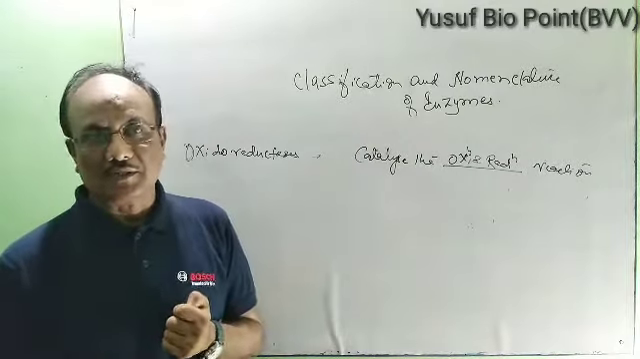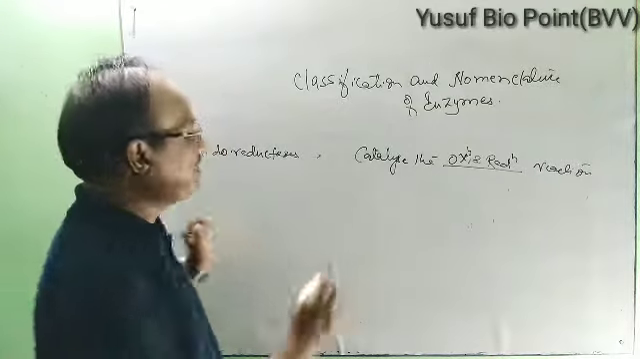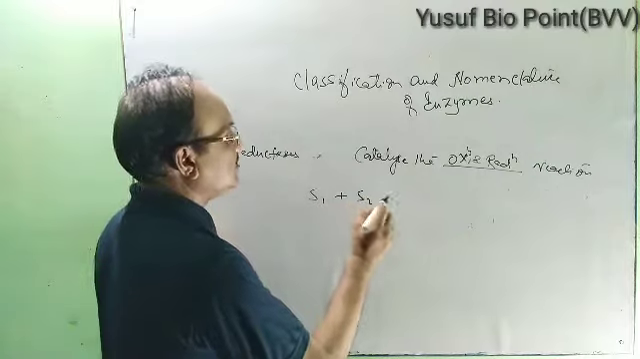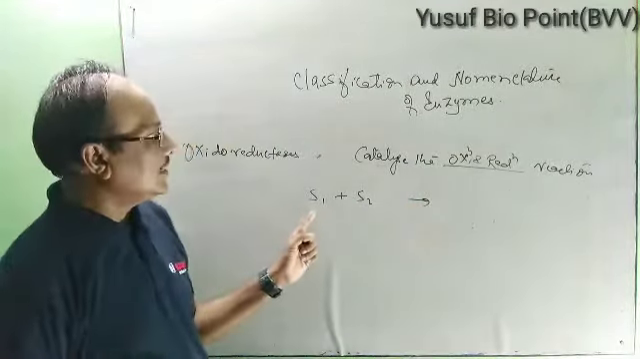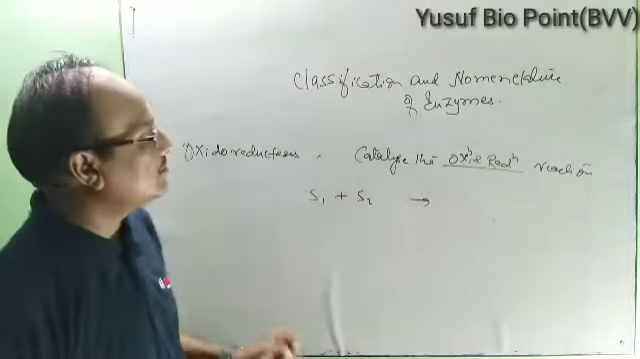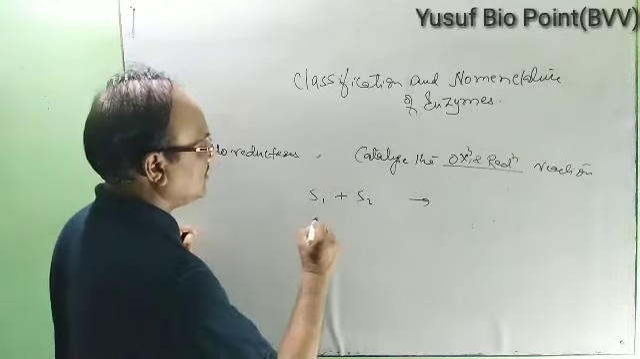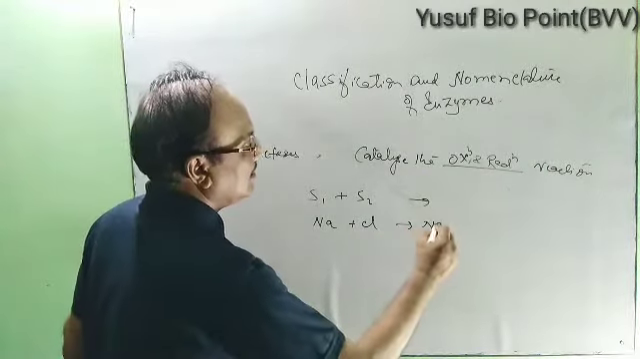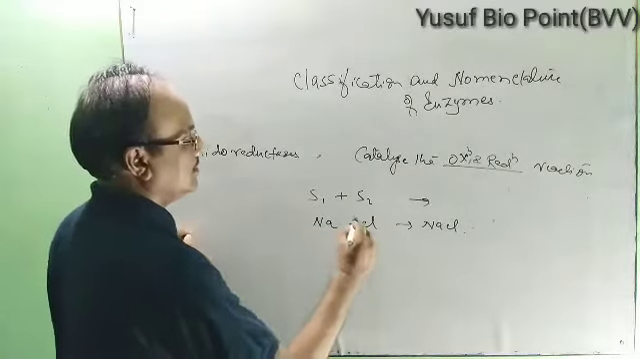वो सिमल्टेनियस यानी ऑक्सीडेशन और रिडक्शन दोनों साथ साथ होते हैं. Now S1 plus S2. As for example, loosely speaking, Na plus Cl gives NaCl, understand?